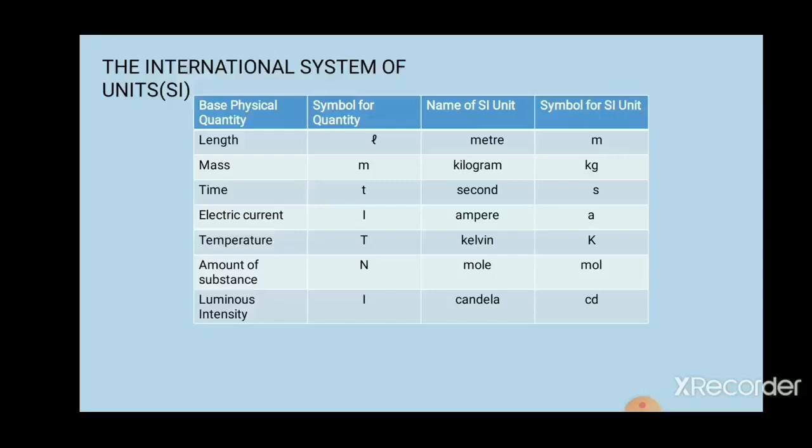Now what is the name of the SI unit? How are we measuring the length? It is 1 meter, 2 meter. So the SI unit of length is meter, and the symbol is written as a small letter m. In the same way you can see all the units. These are the 7 base units. These are very important in chemistry as well as in physics. You have to recall this.